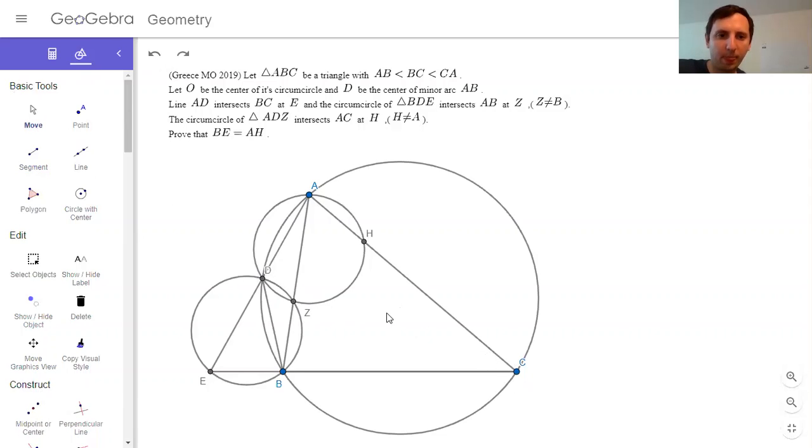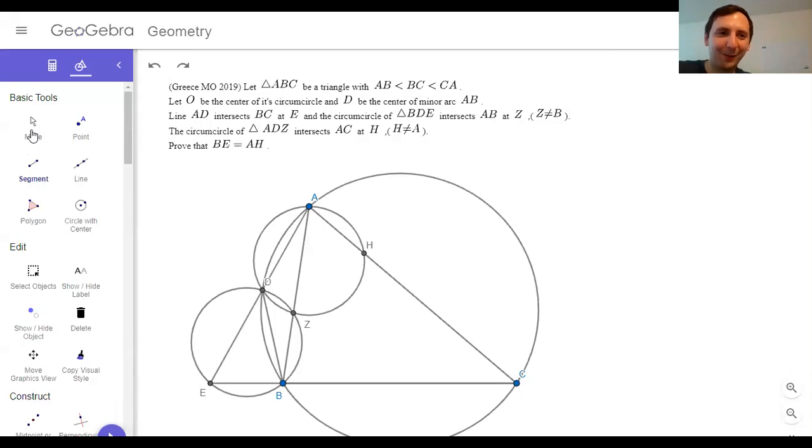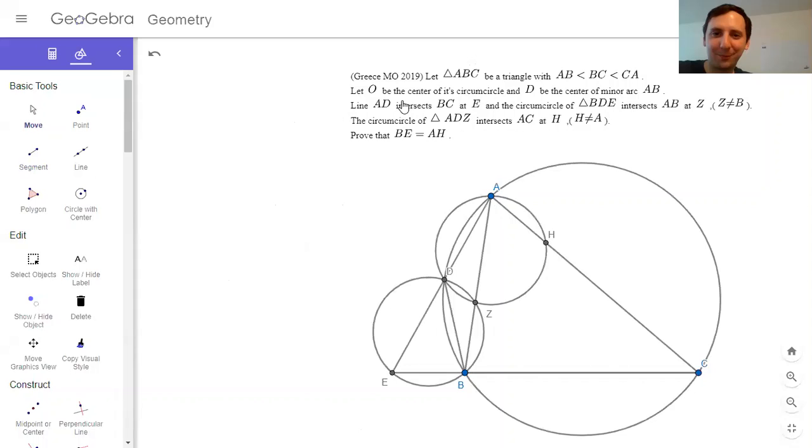Let's see. I feel like there's probably some congruence. Are triangles DEB and ADH congruent? They look like they might be. Yeah, I think they would have to be, right? Is it that easy? Wait. Yeah, ADH and EDB, and AD is equal. Yeah, that solves it. All right, we already solved it. This is a really quick one.